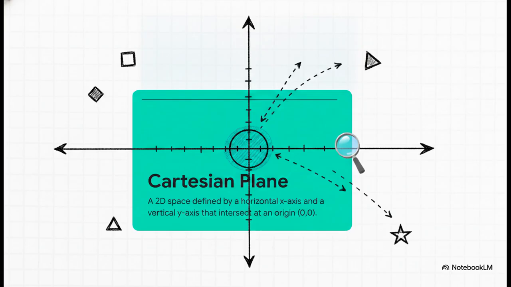The horizontal line going left to right is the x-axis. The vertical line going up and down is the y-axis. And that exact spot where they cross right in the middle, that is our starting point. We call it the origin, and it has the coordinates (0, 0). Every single measurement we take starts right there.